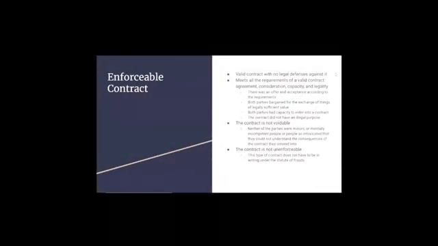This contract is an enforceable contract because it is a valid contract that is not voidable or unenforceable. It is a valid contract because there are no legal defenses against it. It meets all the requirements of a valid contract: agreement, consideration, capacity, and legality. There was an offer and an acceptance according to the requirements. Both parties bargained for the exchange of things of legally sufficient value. Both parties had the capacity to enter into a contract, and the contract did not have an illegal purpose.